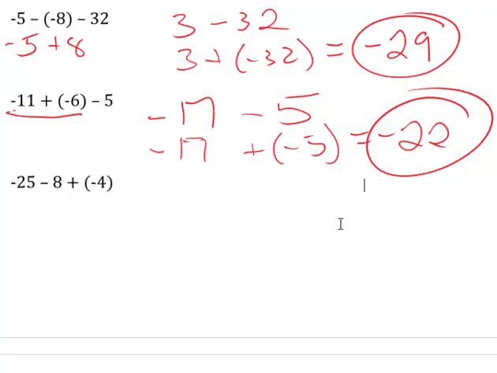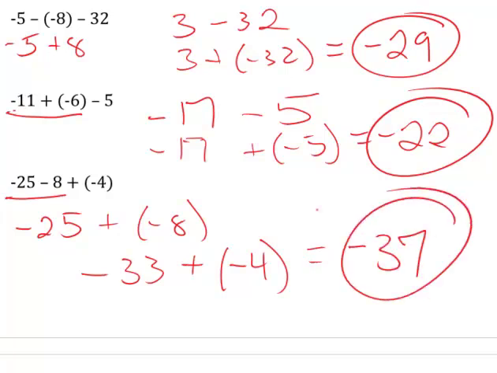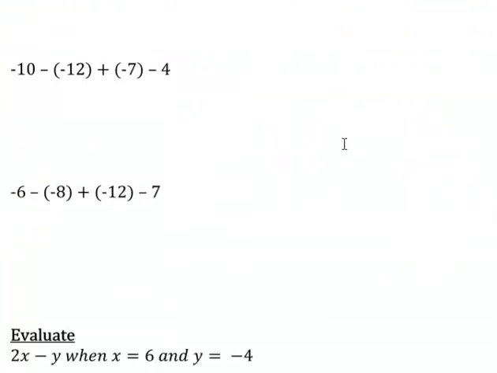And so the next problem, again, very much the same way. I need to go ahead and fix this part. So that becomes negative 25 plus a negative 8 is a negative 33. And I already have a plus negative 4. I don't need to change it. Remember, the only time I'm changing my signs is if I'm subtracting. So negative 33 plus negative 4, negative 37. Good.